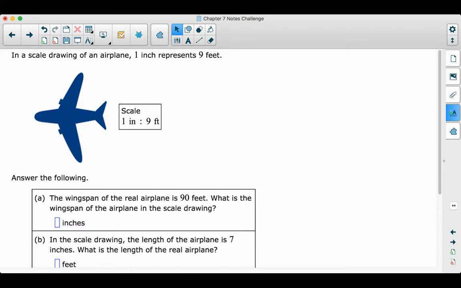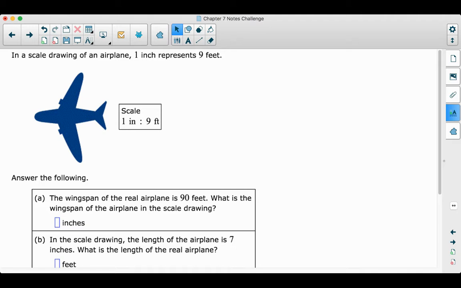Hello, hello, hello, everyone. Today we are going to add on to what we learned last week, and we are going to be dealing with scale and scale factor and finding missing lengths and things of that nature. So, I really want you to make sure you listen to this whole video as it's going to prepare you for your homework. So, let's look at this first problem.